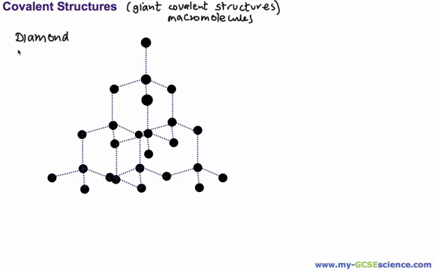Now the first example of a giant covalent structure is diamond, and diamond is actually a form of carbon. So if you were to look at the structure of diamond, if you were able to look at the atoms, you would only ever see carbon atoms in its structure. Now the key thing about the carbon atoms in diamond is that they are linked to 4 of their neighbours with covalent bonds.